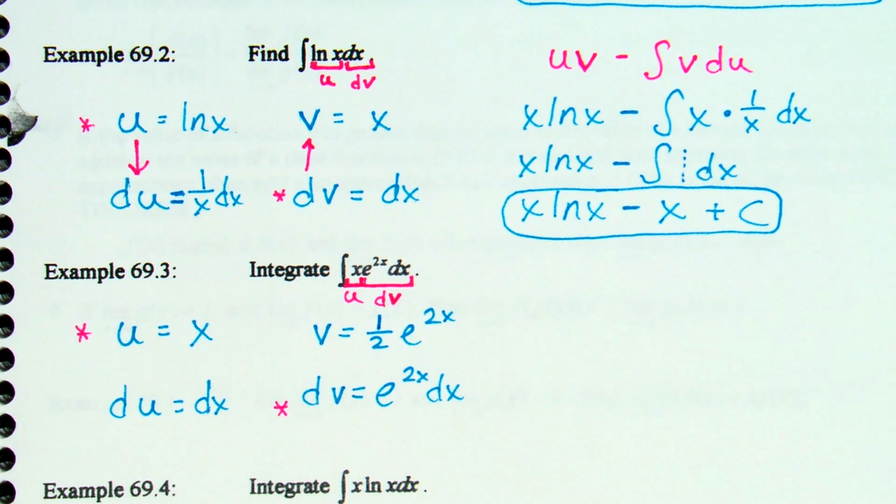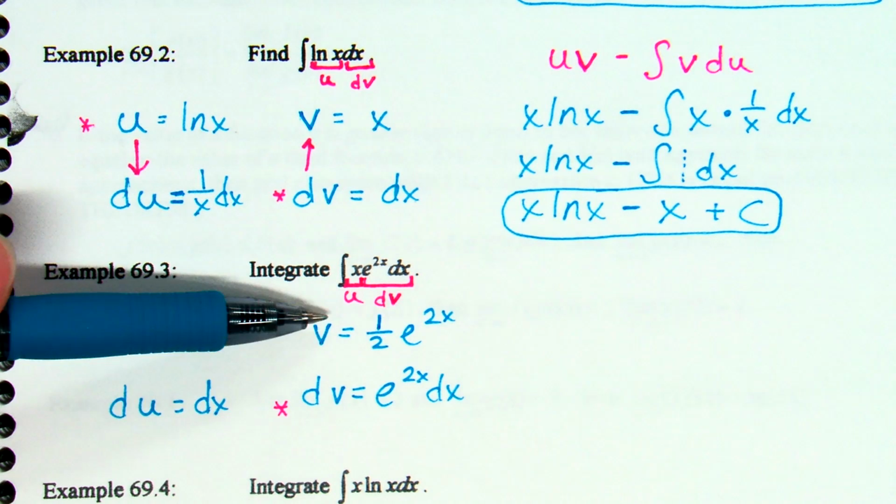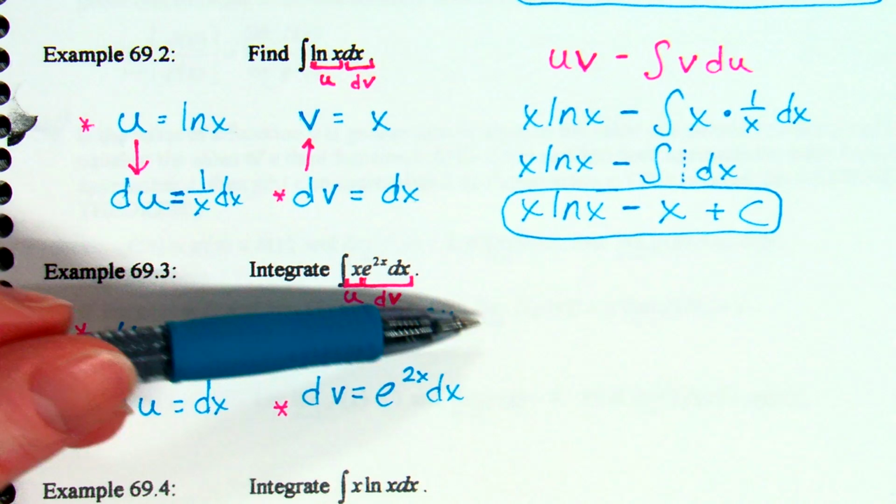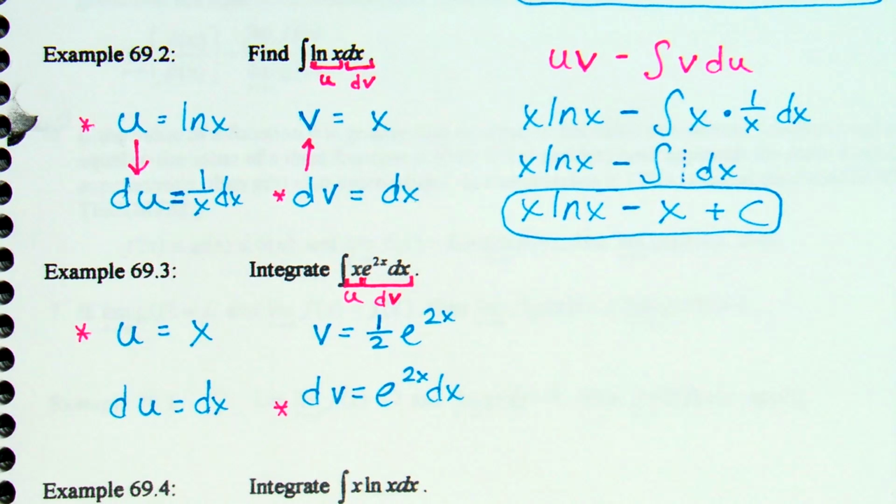Now, if you're not sure of yourself, if you're thinking, I don't know if that's the right way, just write it down and take the derivative. What's the derivative of 1/2 e to the 2x? Well, 1/2 e to the 2x times the derivative of 2x, which is 2. When I do 1/2 times 2, they cancel, and that's where I'm at with dv.